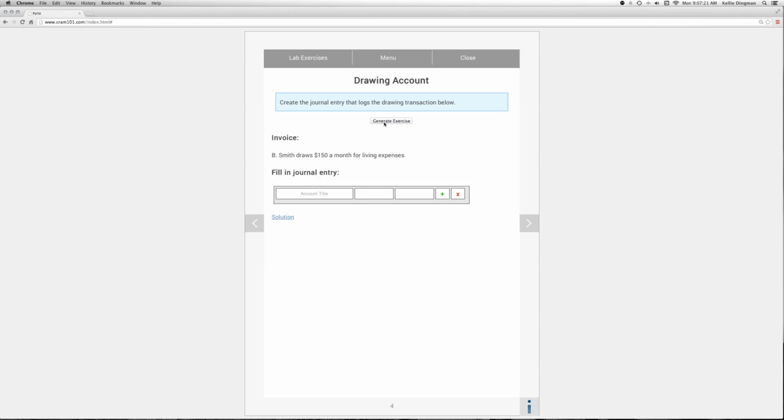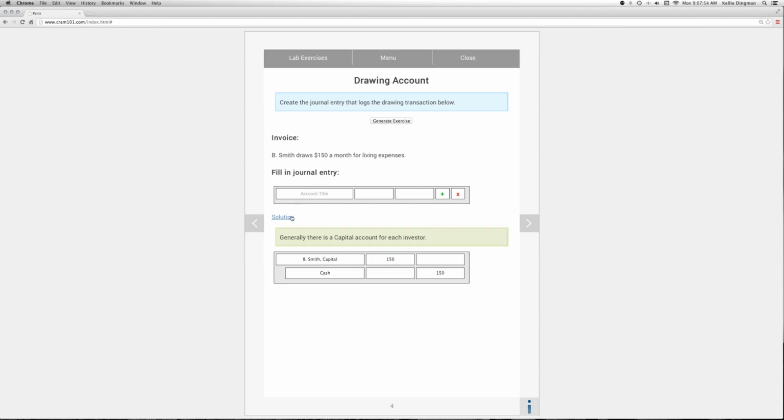This exercise says B. Smith draws $150 a month for living expenses. Since B. Smith is withdrawing $150, we need a journal entry that will reduce the company's cash and reduce B. Smith's equity by the same amount. We will need to debit B. Smith's capital account for $150, and in turn, credit the business cash account for $150. Checking with the solution confirms this.